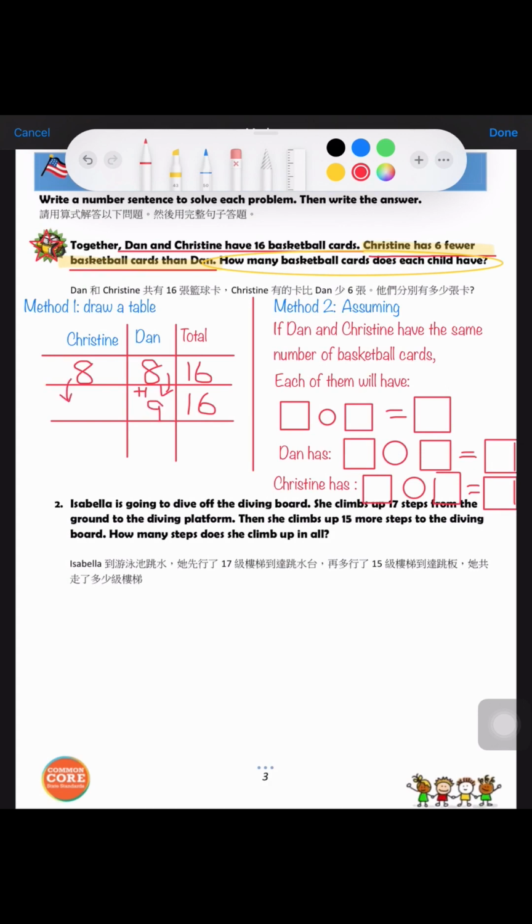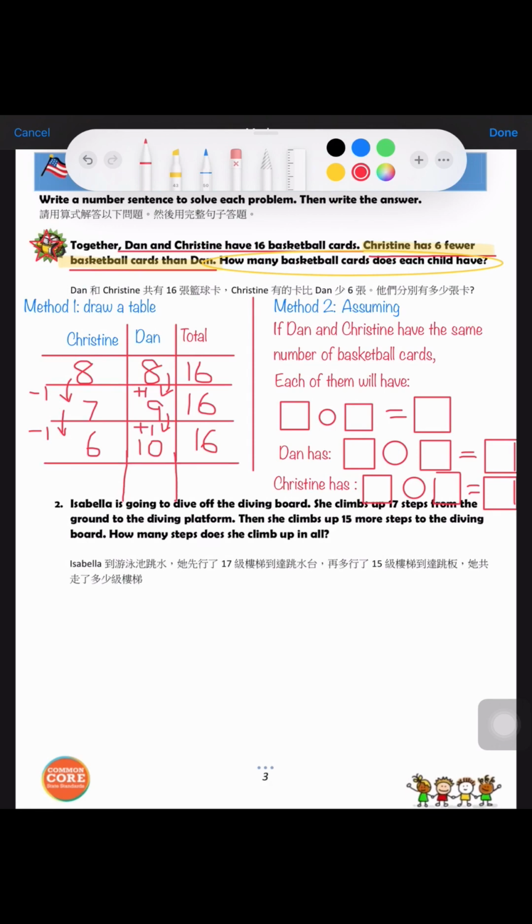As Dan has more cards than Christine. But the difference is not yet 7. Then we may add 1 more to Dan, which equals to 10, and minus 1 from Christine's, which equals to 6. But 10 minus 6 is still not 7.